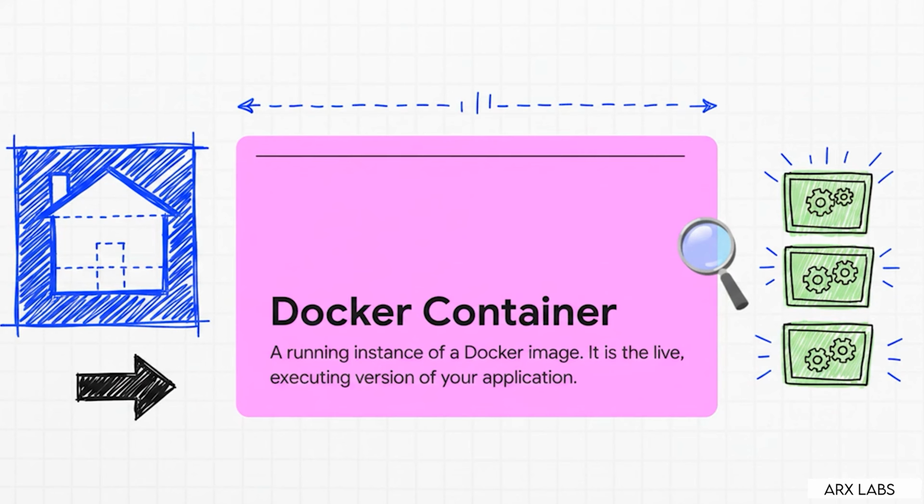Now let's be super clear on the difference here because it trips everyone up at first. The image is the blueprint. The container is the actual house built from that blueprint. It's the live running instance. You can have one single image and use it to launch 10 or 100 identical containers.